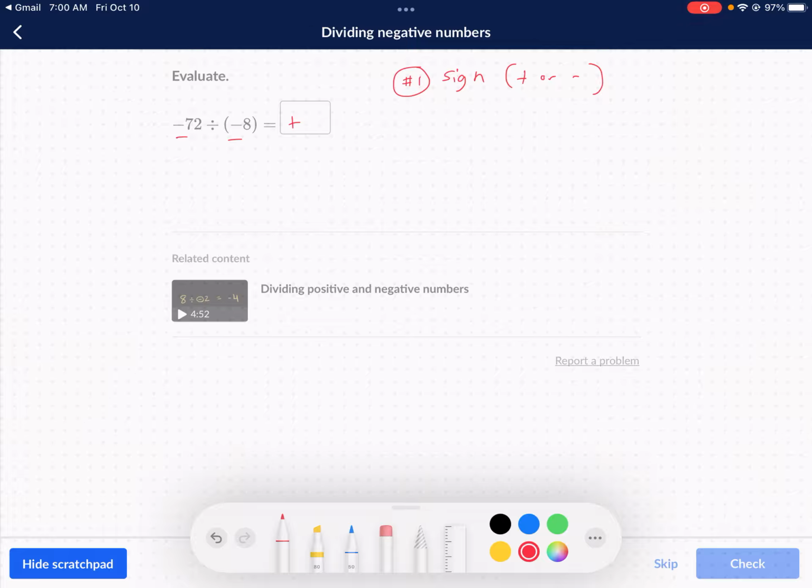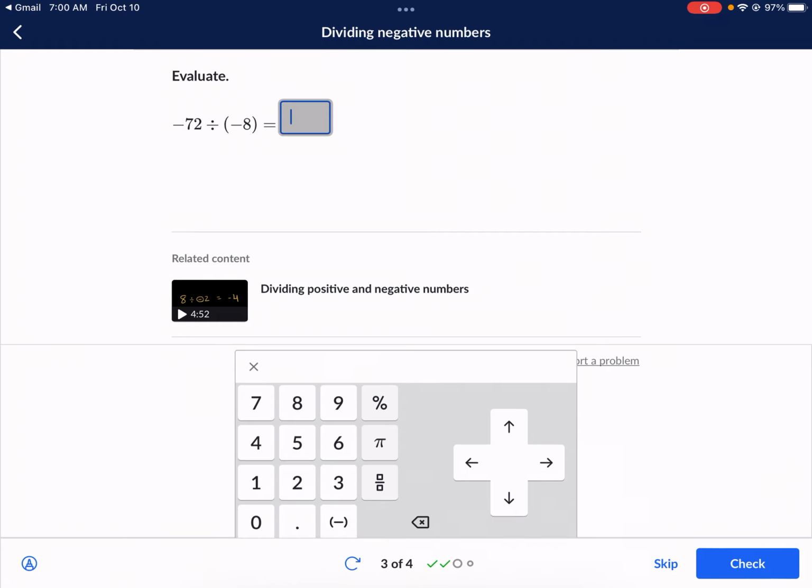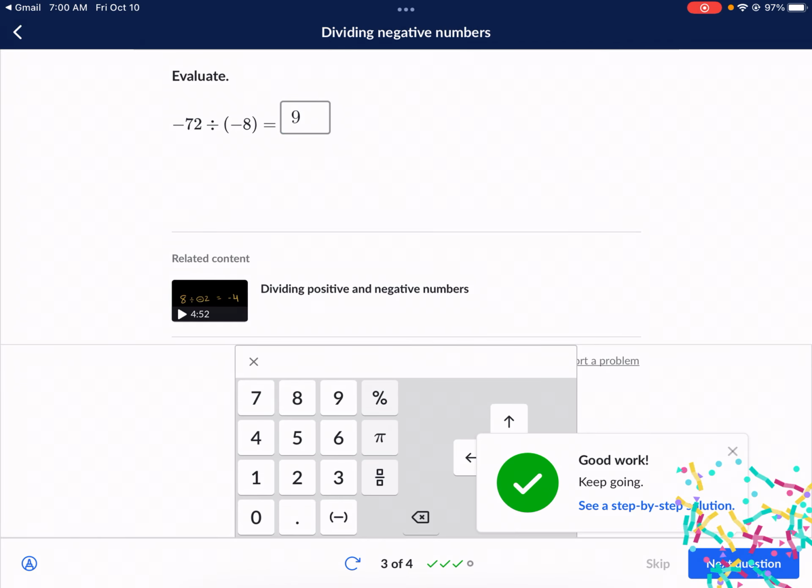So now we just need to consider what's 72 divided by 8. 72 divided by 8 is 9. So we applied our rule. We know it's going to be positive, and we know 72 divided by 8 is 9. 9 times 8 is 72. So that is going to be our answer, 9.